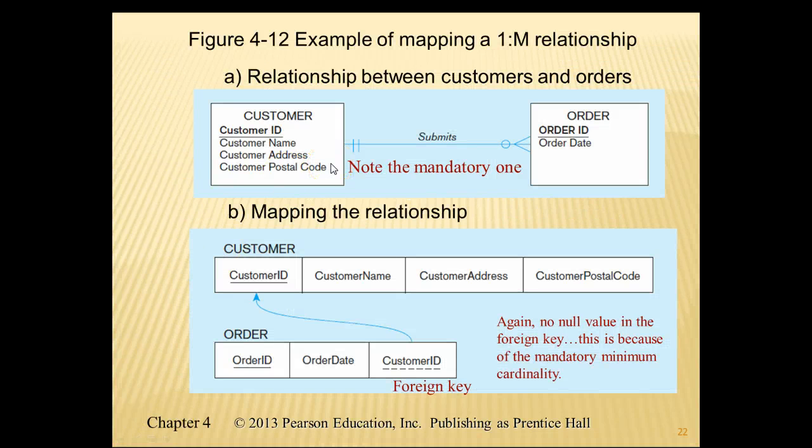So this is an example of mapping a one-to-many relationship. One customer can have many orders, or since it's optional, may not have any. Notice that the customer ID, of course, is the primary key in the customer relation, and customer ID is the foreign key in the order relation. But again, notice it's underlined, so it is optional.